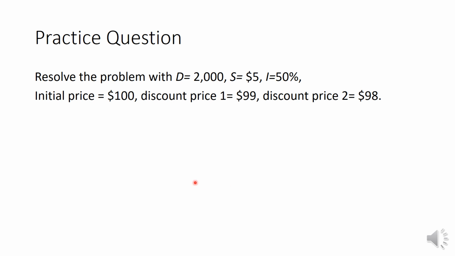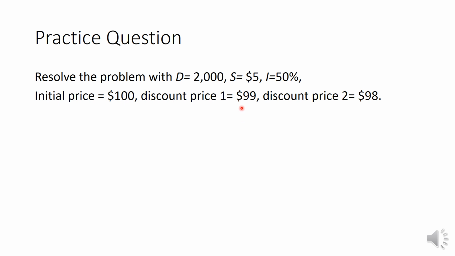Let's do this question together. Resolve the problem with demand 2000, ordering cost $5, and I is the percentage in terms of price. Initial price is $100. The second price is $99. The third price we have is $98. So you see there are three different prices, and on the same question you will apply the same quantity discount. For the initial, you see 100, you just change the price.